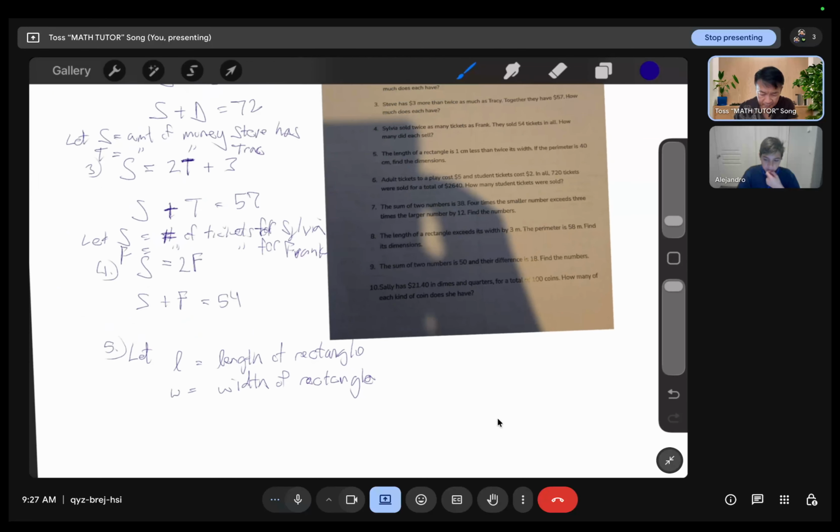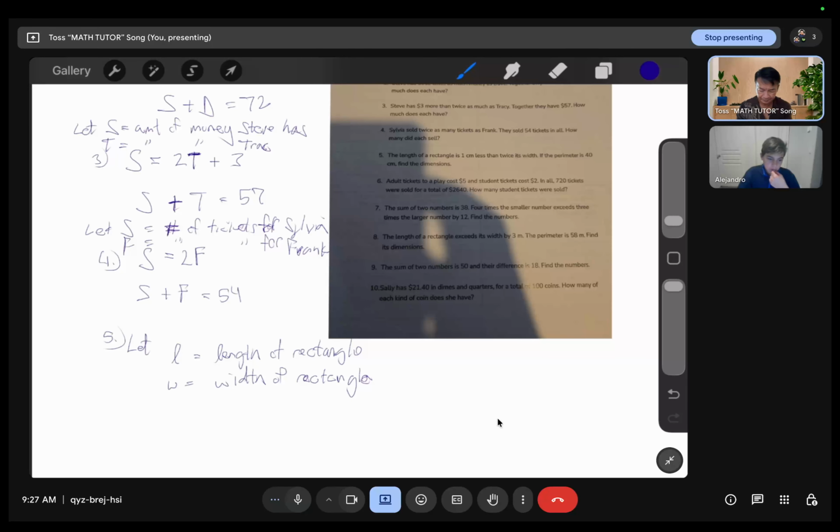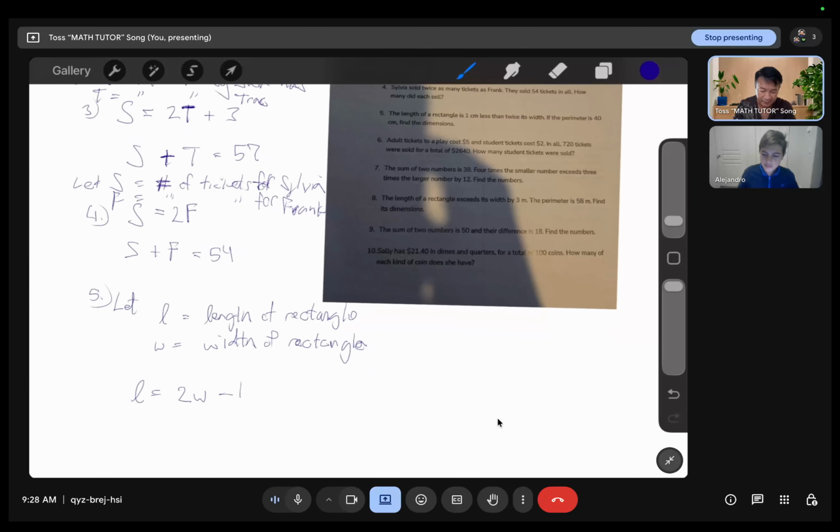Okay, then, tell me how to set it up. So it says the length of the rectangle is... so L equals 2W minus 1. That's it. Yeah, you got it. Why do we want to do a "less than" as the minus one? It's like a habit. Even for a "more than", put it in the back. It will look very standard.